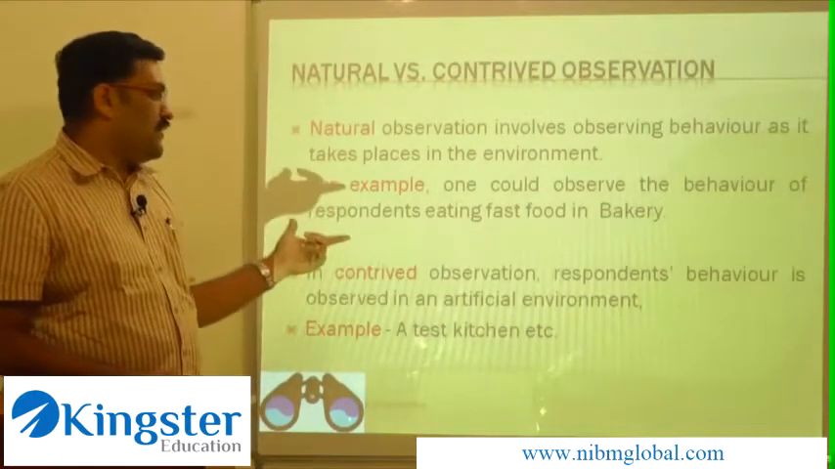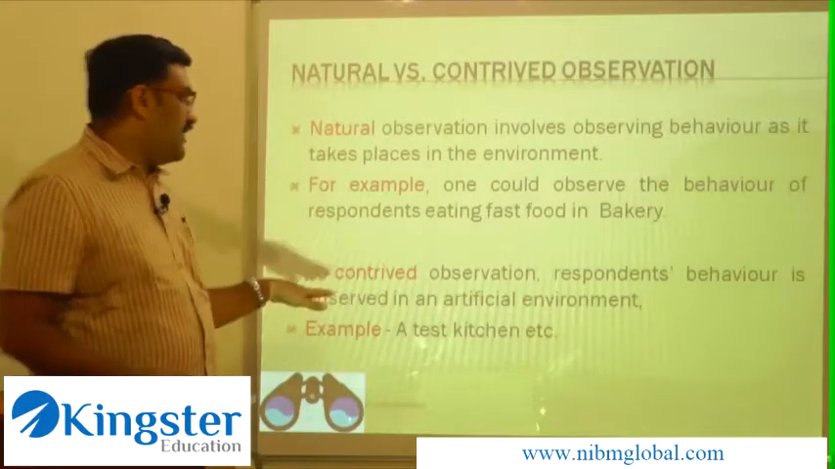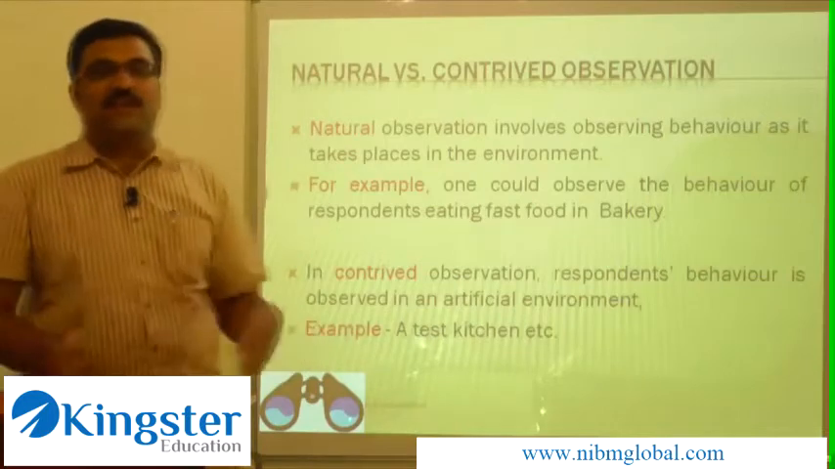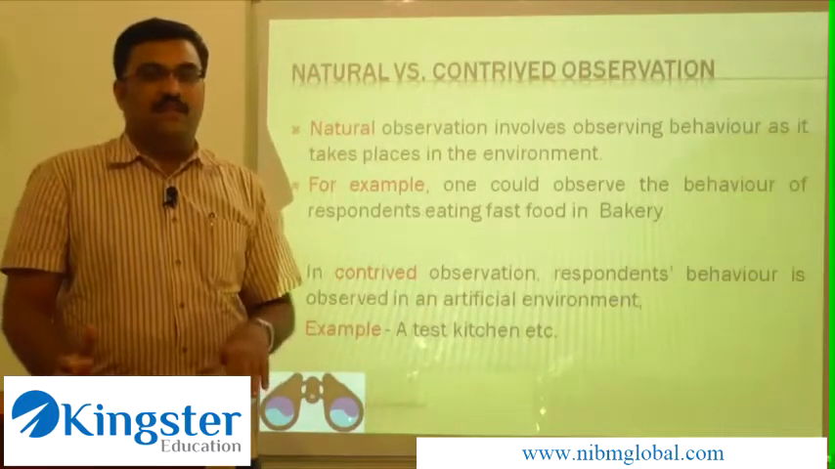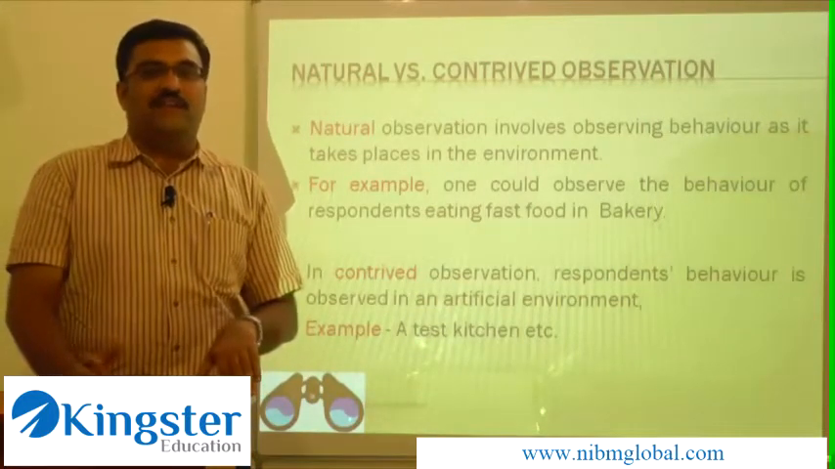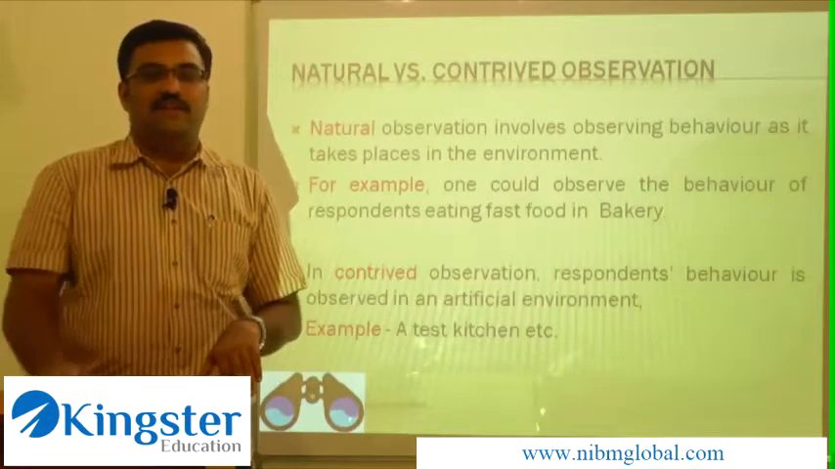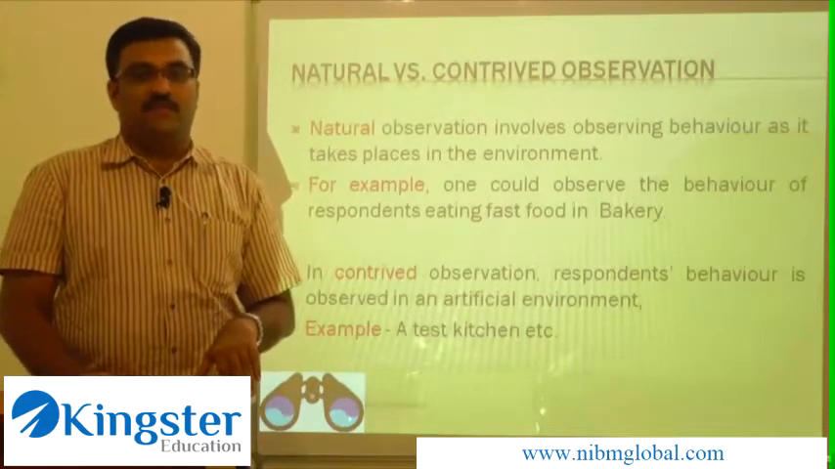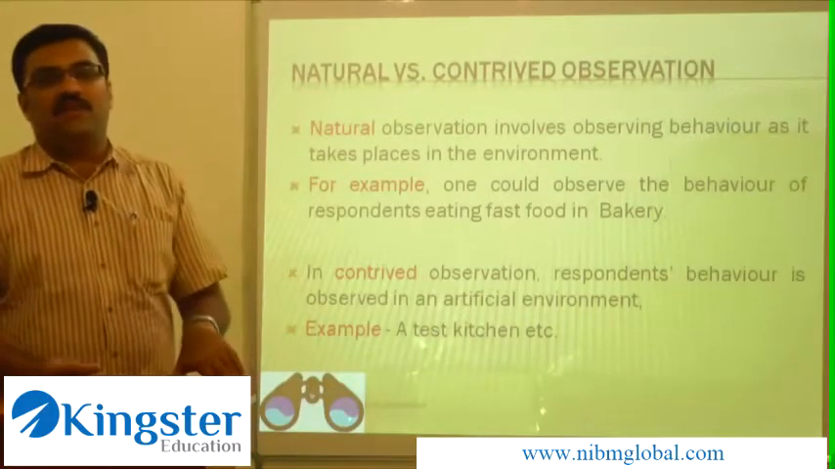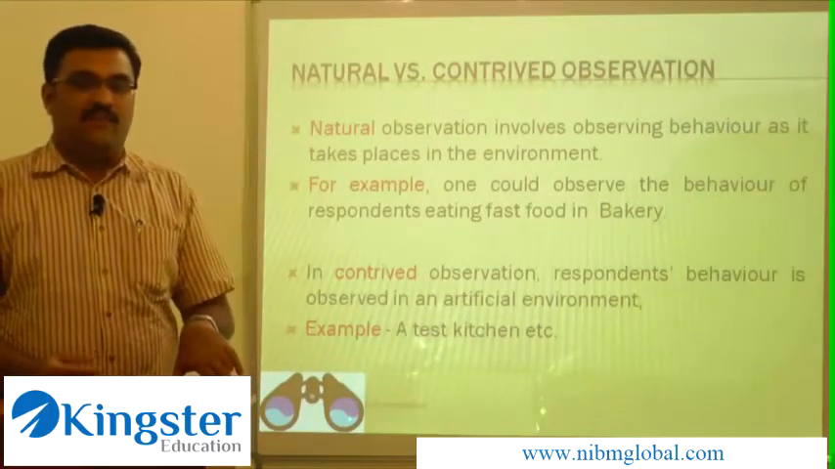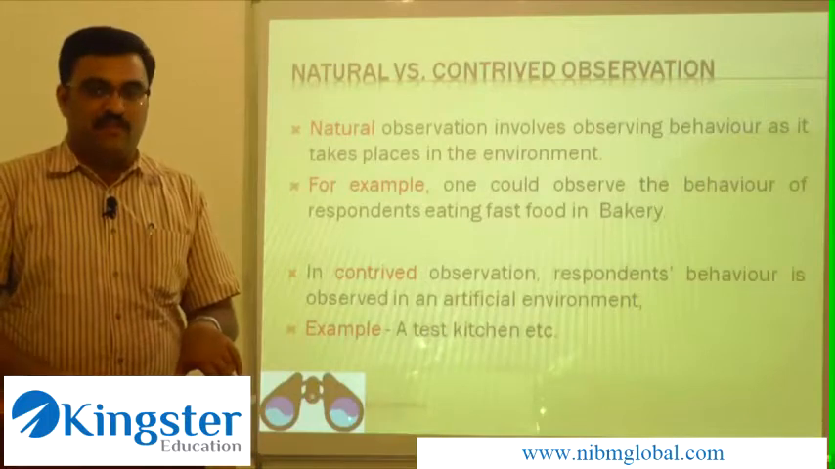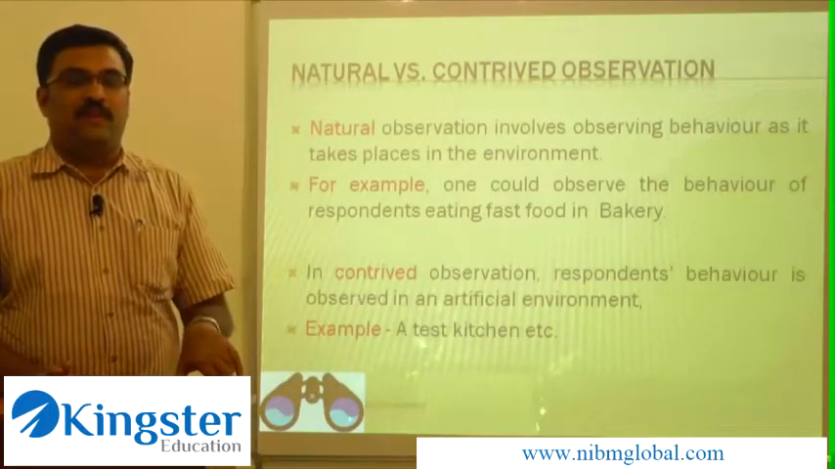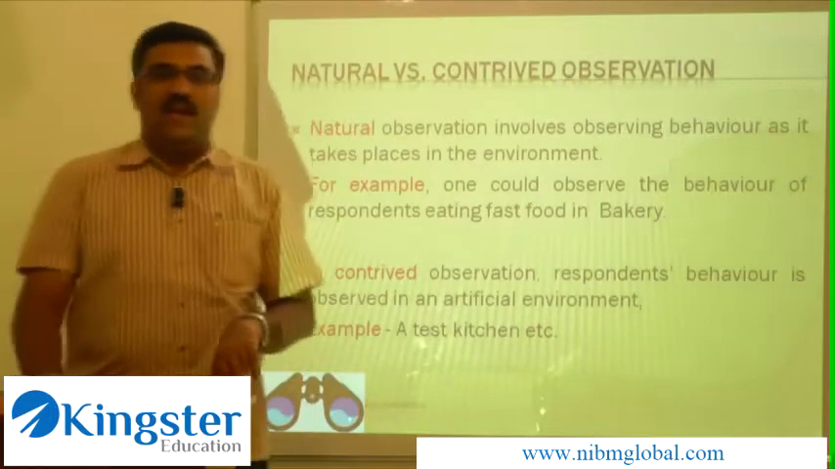In contrived observation, respondents' behavior is observed in an artificial environment, something like a test kitchen or a test classroom. So that we may be given an artificial feeling that we are sitting in such a place, and how we are responding in that may be observed. Because certain natural environments cannot be created, or we may not have access to such an environment. So in that case, we may be creating an artificial kitchen.